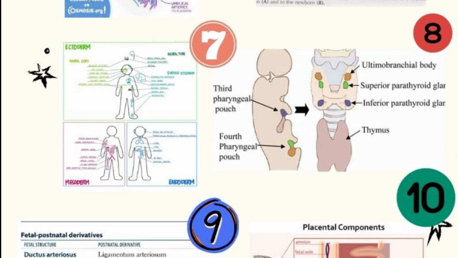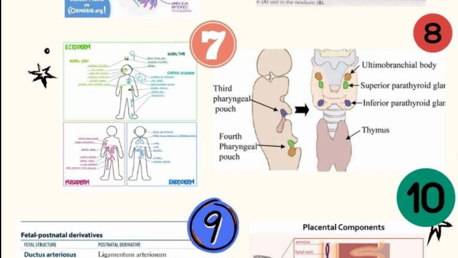endoderm. The mnemonic to remember the derivatives of mesoderm is GONADS. G is for genitourinary, O is for others, N is for notochord, A is for adrenal cortex, D is for dura mater, and S is for spleen. So these derivatives are very important. They are repeatedly asked. A number of MCQs are asked from these germ layer derivatives.